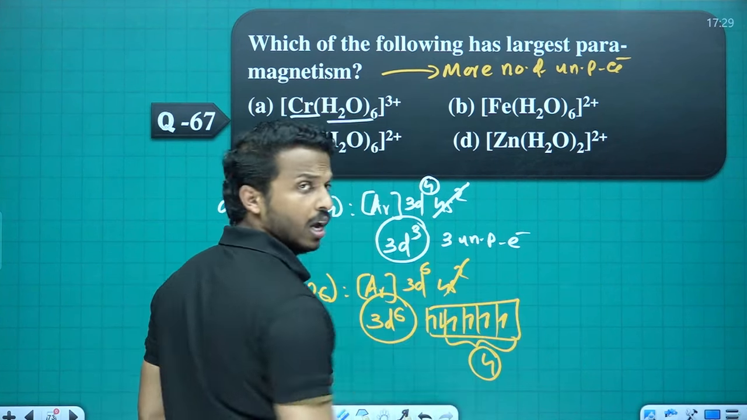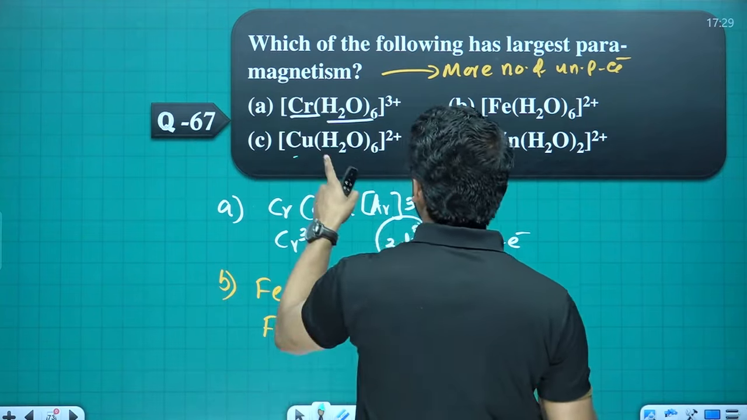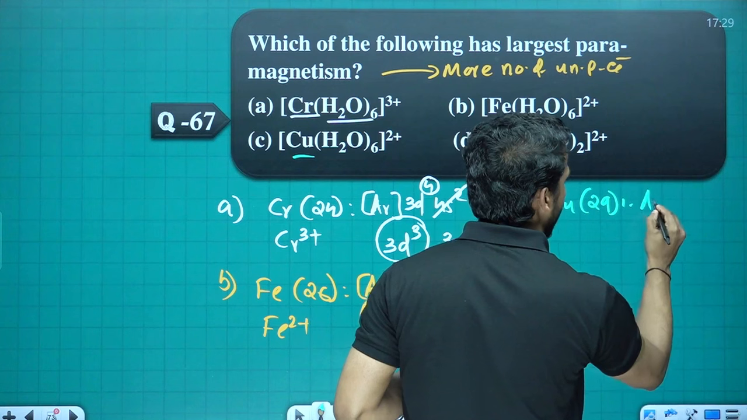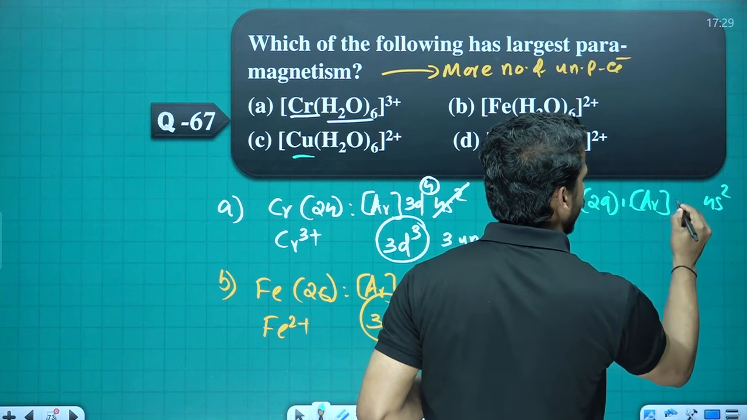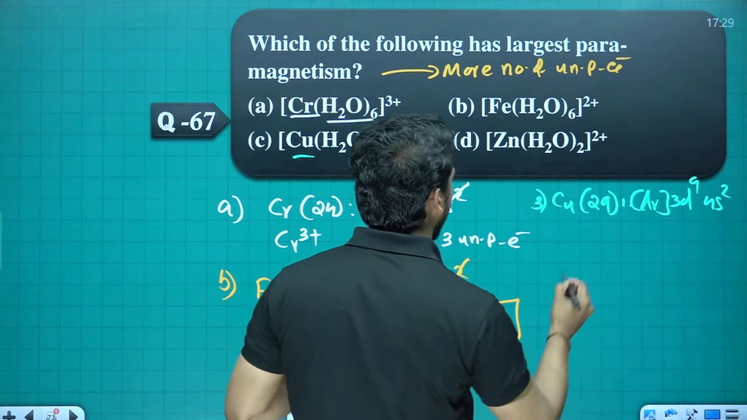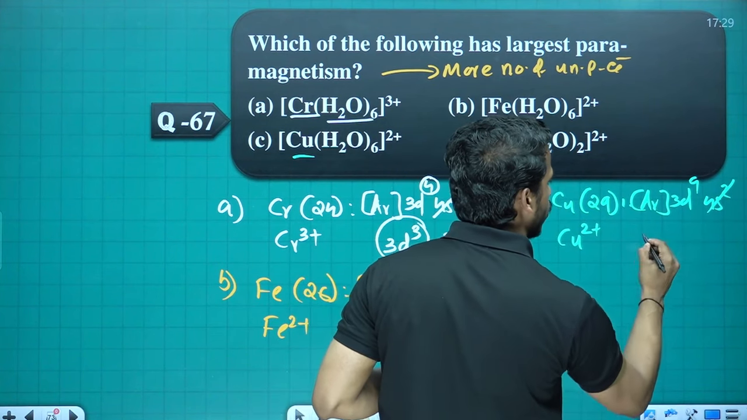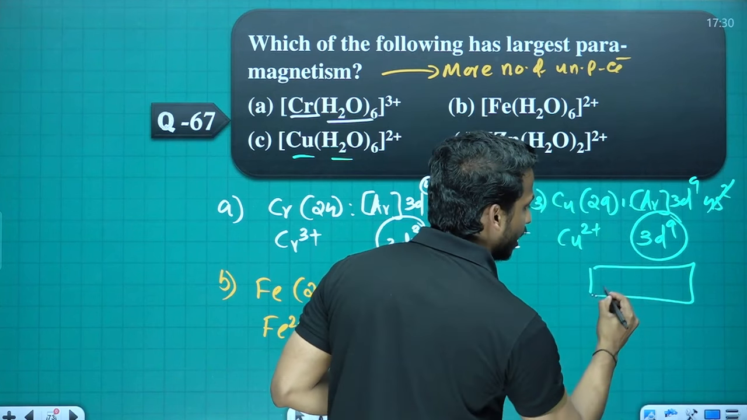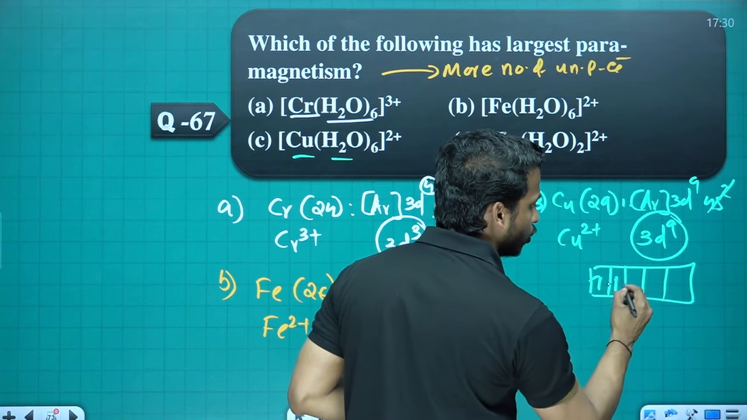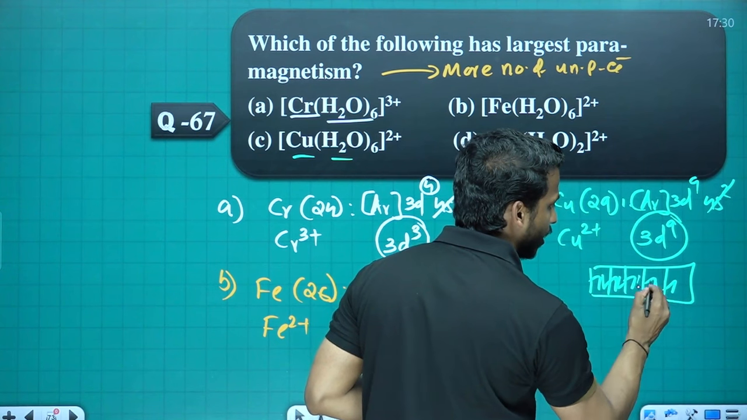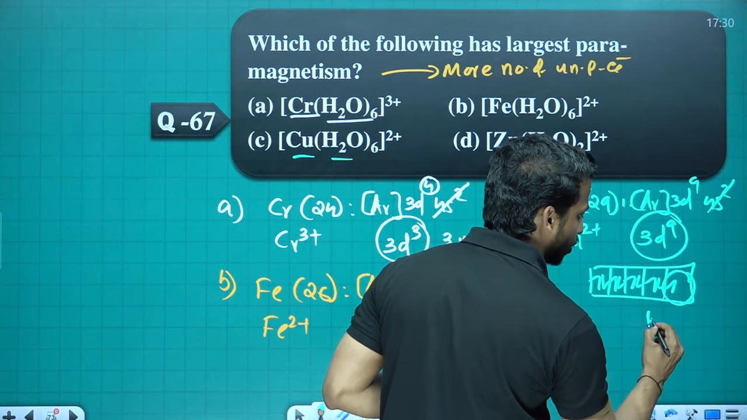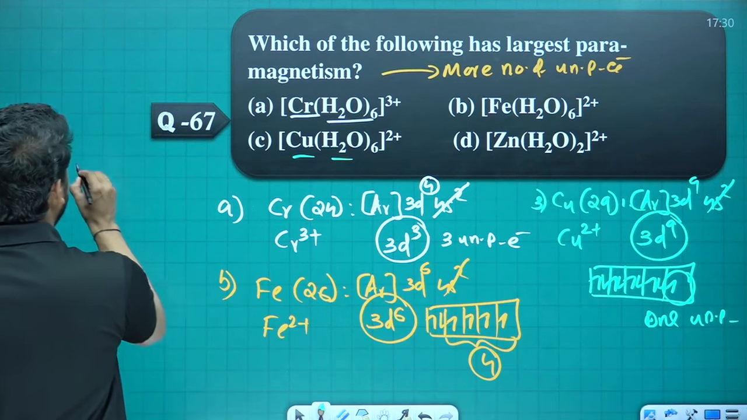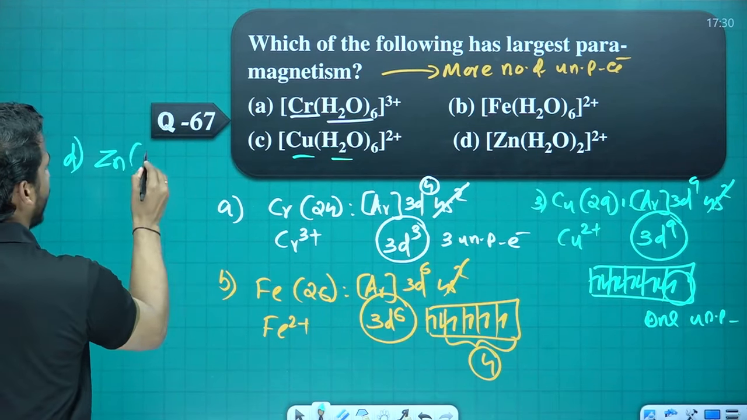Alright. Let us go to the third system. Copper is the metal atom. Copper atomic number is 29. So that is argon with 4s2 3d9. And here copper charge is 2 plus. So this 2 gone, 3d9 is left. Aqua is a weak ligand. So 9 electron, how they exist, my dear? 1, 2, 3, 4, 5, 6, 7, 8, 9. Only one unpaired electron is there. And last one is given as D, that is zinc atomic number is 30.